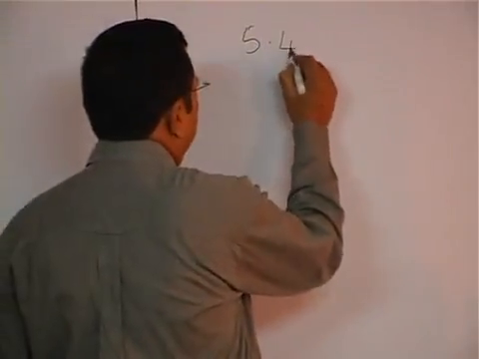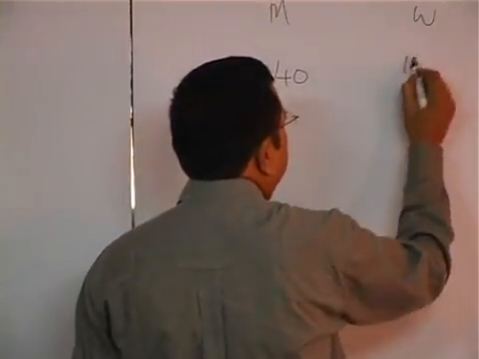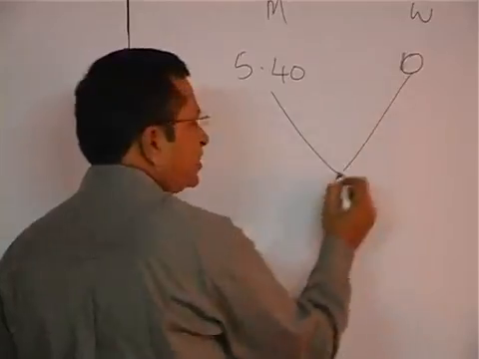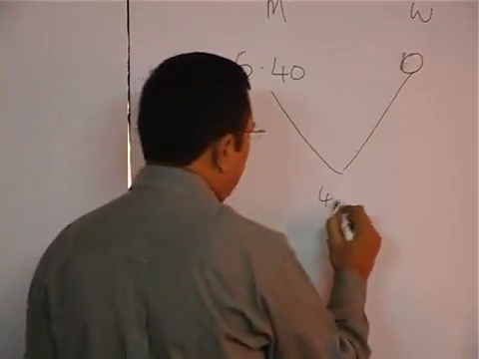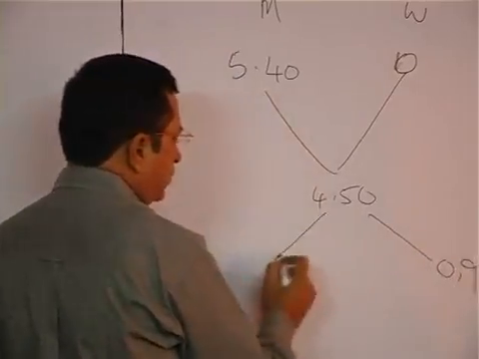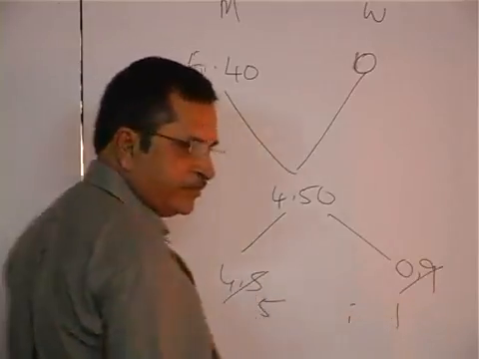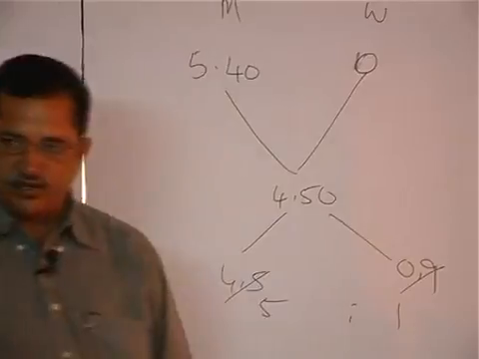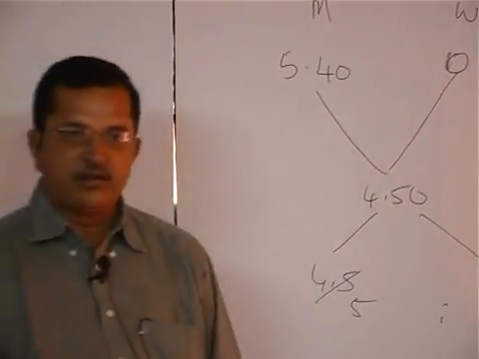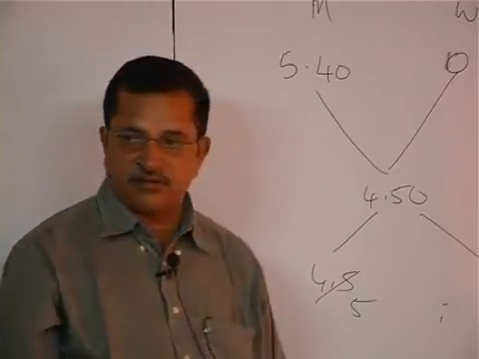Pure milk is worth how much? 5.40. Water is 0. Mixture is worth 4.50. This is 0.9. This is 4.5. 5 is to 1. 5 is to 1 means 5 parts of milk and 1 part of water.